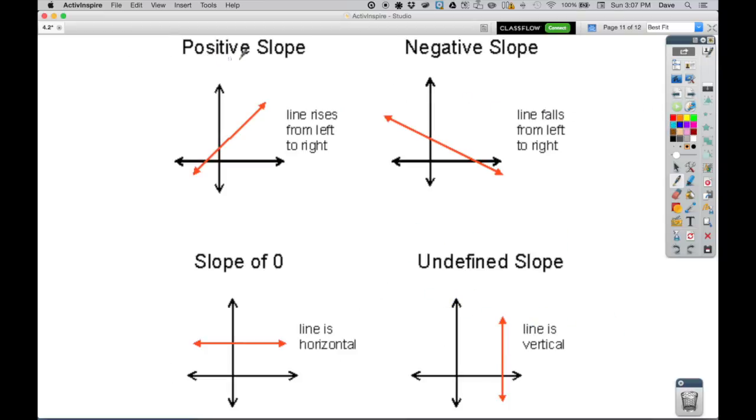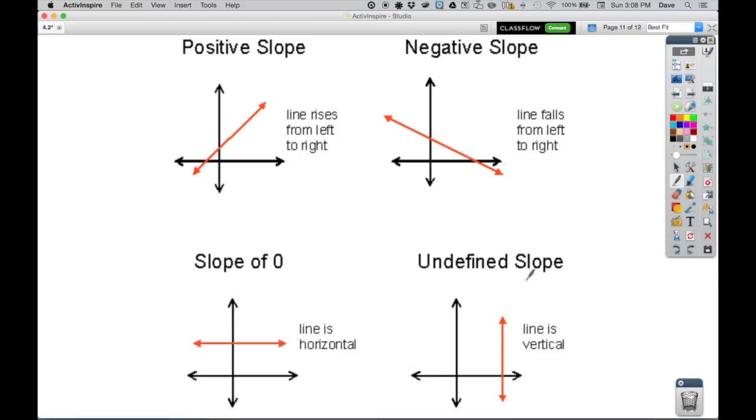All right, so what we get are these 4 possible categories. A positive slope is an uphill slope that rises from left to right. A negative slope is anything that goes downhill, that it falls from left to right. A slope of 0 has a slope, it just happens to be a flat slope. And this is the only one that we call no slope, or an undefined slope, because the line goes vertical.